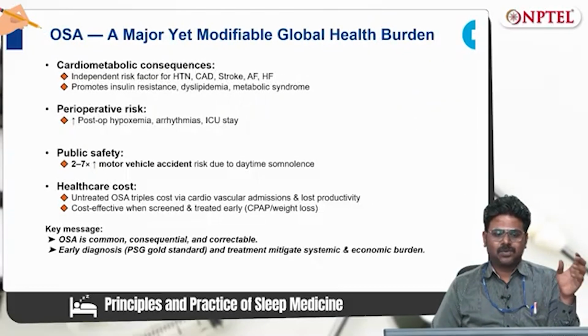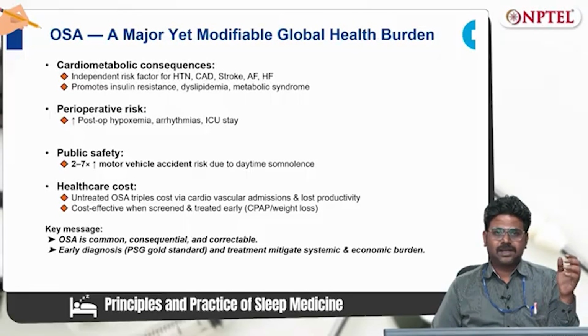Next slide. OSA is a major yet modifiable global health burden. It can lead to cardiometabolic consequences, as an independent risk factor for hypertension, coronary artery disease, stroke, AF, and heart failure. It promotes insulin resistance, dyslipidemia, and metabolic syndrome. There is increased post-op hypoxemia, arrhythmias, and ICU stay.